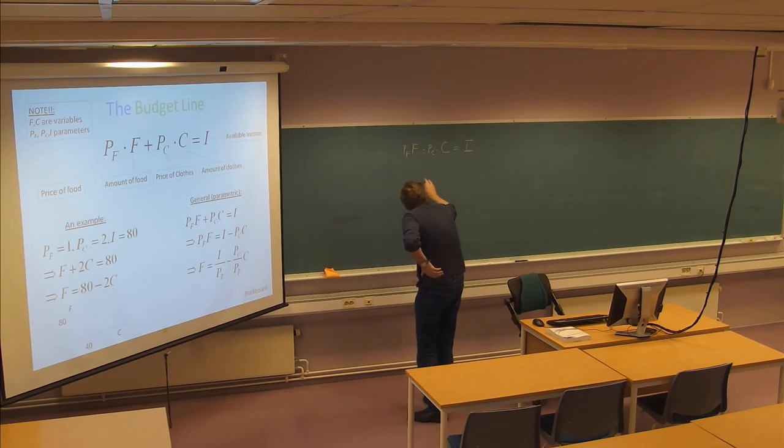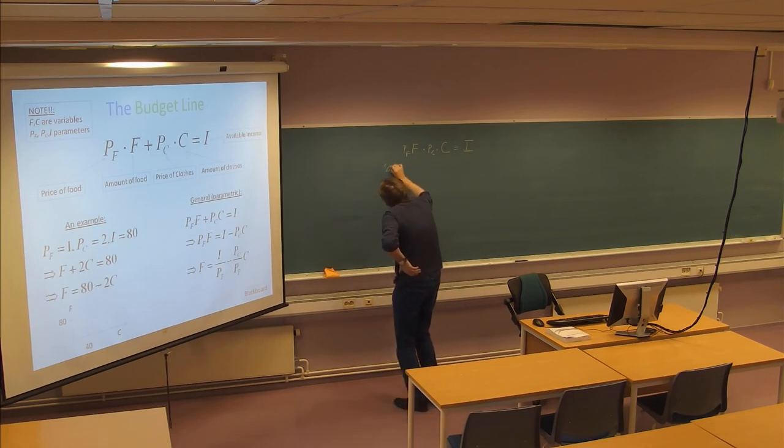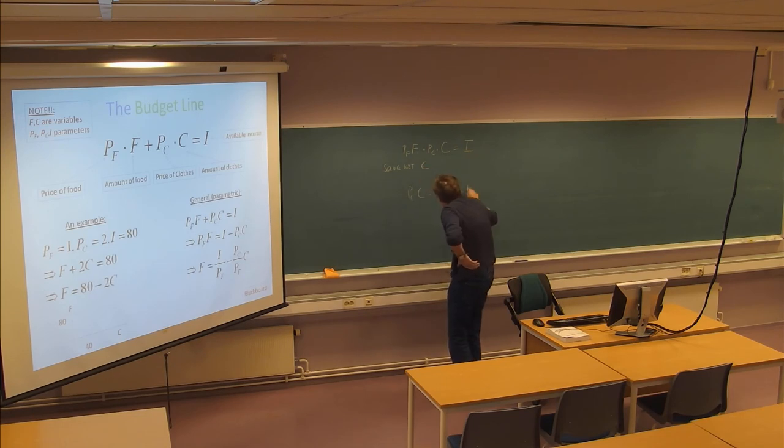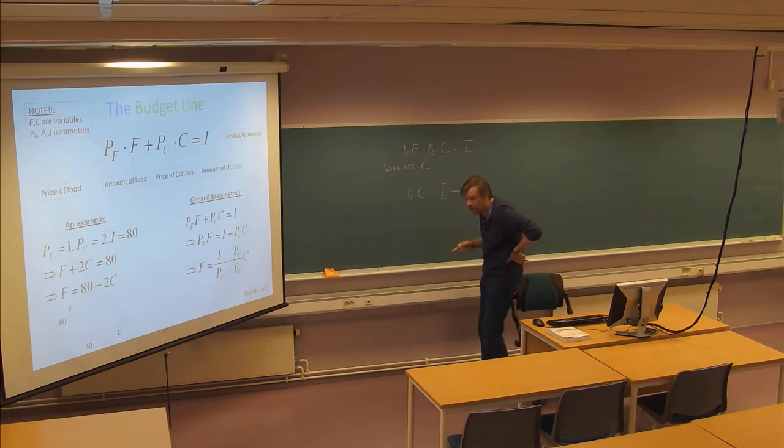Let's do the same with respect to C. So let's solve it with respect to C. So we want to have C isolated on the left hand side. So we start by taking the terms which do not contain a C on the right hand side. That leaves PC times C left on the left hand side. We keep the I, and of course we have to change the sign on this one. So it looks like this, and in order to isolate the C, we just divide by PC here. So C is I over PC minus PF over PC multiplied by F.